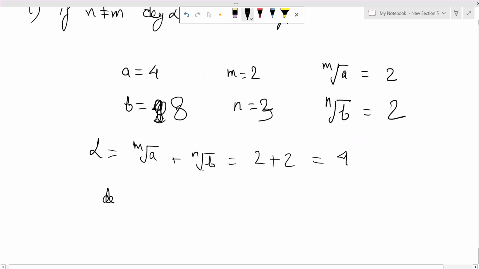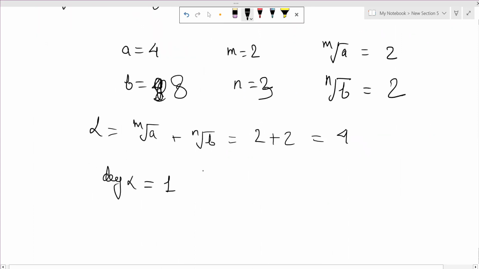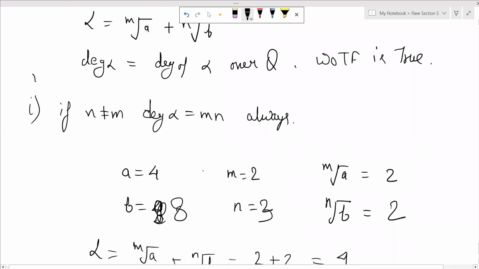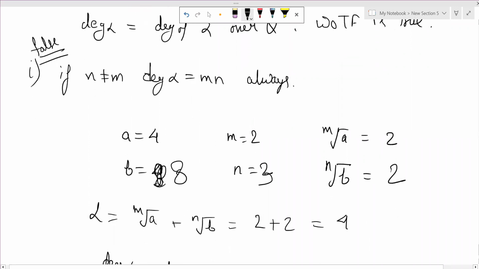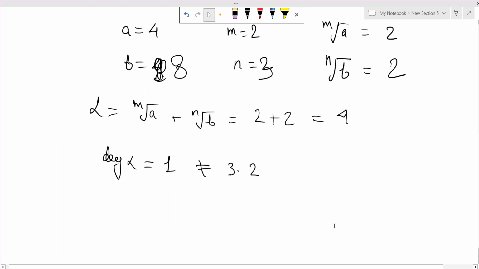So what is the degree of alpha? The degree of alpha is basically 1, since this is in Q, and m does not equal n, while the claim gives 3.2. So this is false. Yeah, this is the example for this. Anyone have any doubt? Okay, if not, then we can go ahead.